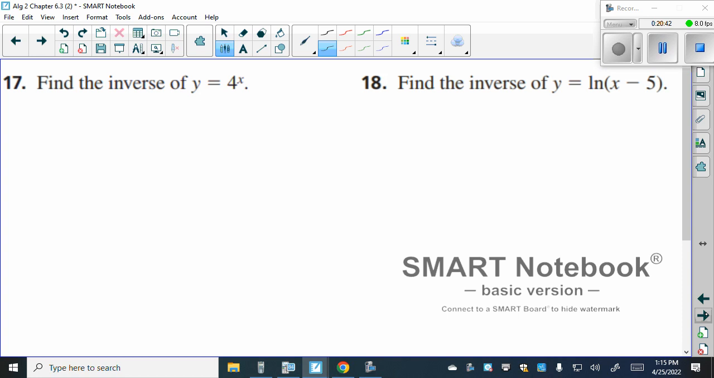So last two here. When we look at these two here, we first want to find the inverse of y equals 4 to the x. So the first thing we can do is switch it from y equals to x equals 4 to the y. So it would be log base 4 x equals y.